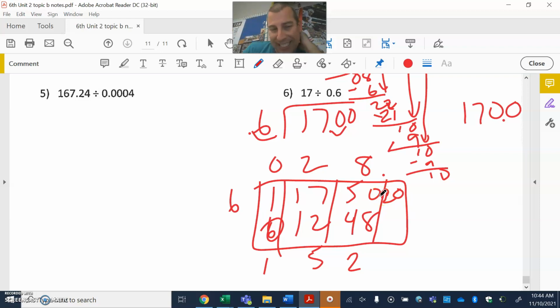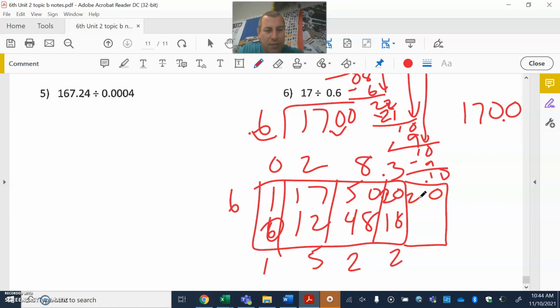How many groups of 6 can I take out of 20? No, 4 is too many. 3. Yeah, 3. All right, so that's 18. Subtract. I get a 2. All right. Again, I got to add on a 0 that's there. Bring it on up. How many groups of 6 can I take out of 20? Wait a second. I've seen this before. All right. This is going to be one of those repeating decimals. So I got a 2, an 8, a decimal, a 3. All right, if I did this again, I would pull another group of 3 out. So again, it's going to repeat.